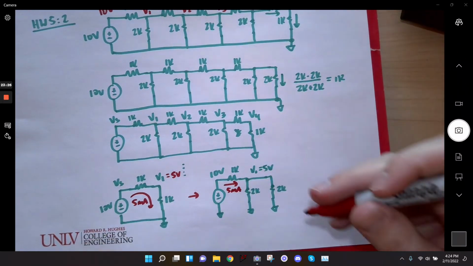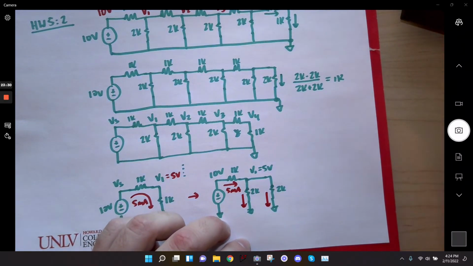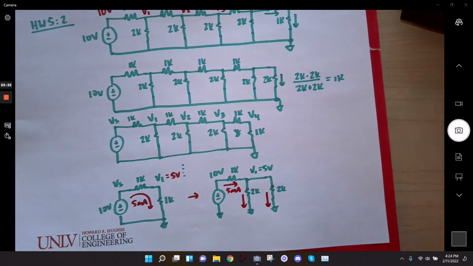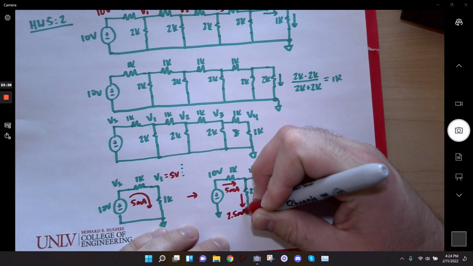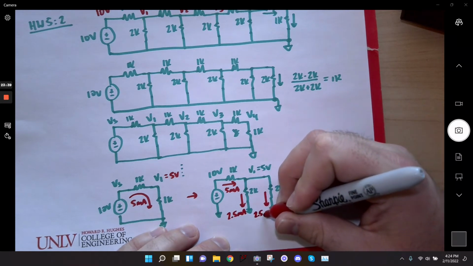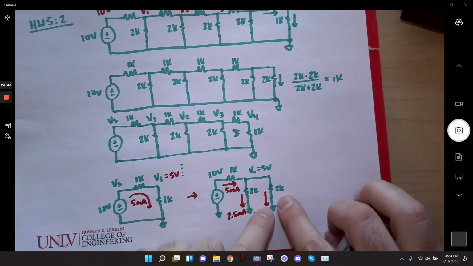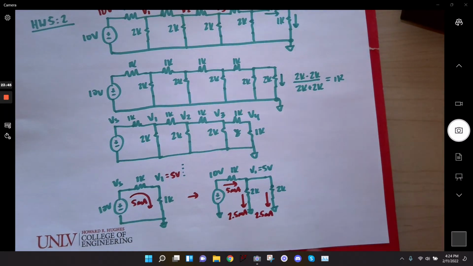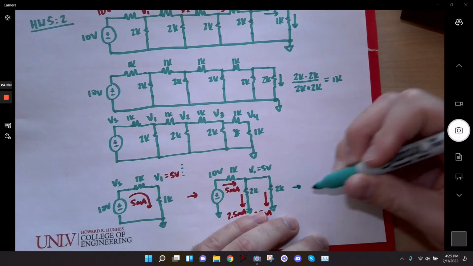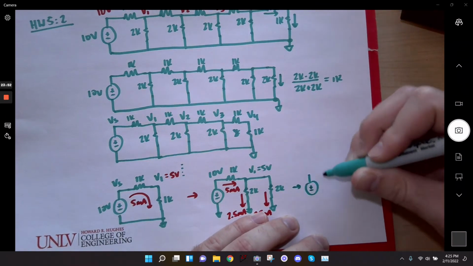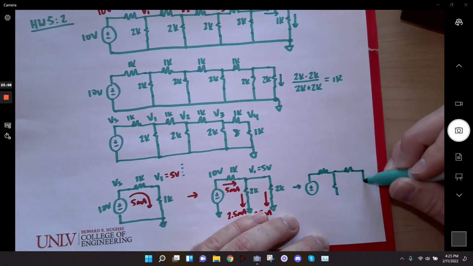And now I know that 2.5 of that is going to flow through this 2K, and 2.5 of it's going to flow through this 2K, right? And so I know that this is 2.5 milliamps, and I know that this is 2.5 milliamps. And now I can expand this 2K back out, because I know that 2K came from the previous two 1Ks that were in series. So if I go out here, I'm going to end up with a 1K, a 2K, and then two 1Ks, right?